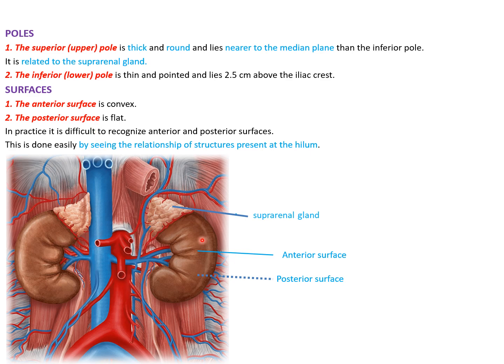The anterior surface is convex and the posterior surface is flat, but practically we cannot differentiate the anterior surface from the posterior surface. Practically, we identify the anterior and posterior surfaces from the arrangement of the structures at the hilum. The most anterior is the renal vein, then the renal artery, and then the pelvis of the ureter.